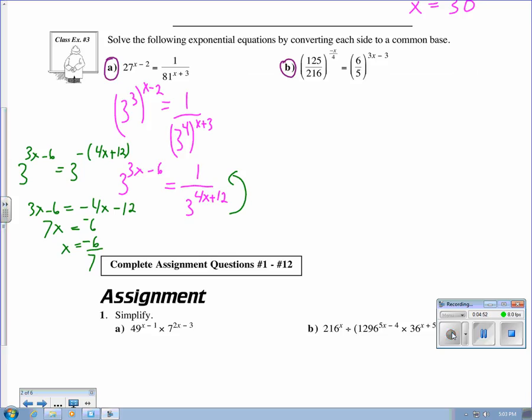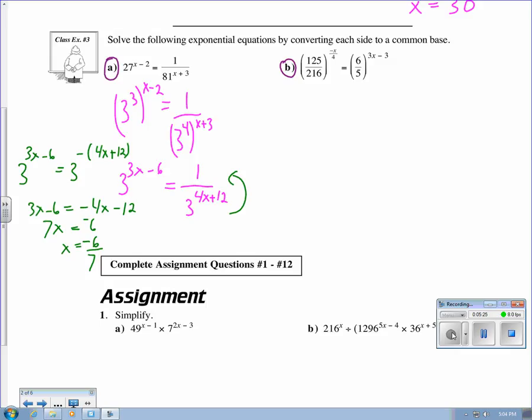I've looked at the first one. I started in blue, and replaced the 27 with 3 cubed. I replaced the 81 with 3 to the 4 and was a little frustrated that it's in the denominator. I multiplied the 3 and the x minus 2 to get 3x minus 6. I multiplied the 4 with the x plus 3 to get 4x plus 12. And then I shifted to working in green over here at the left.